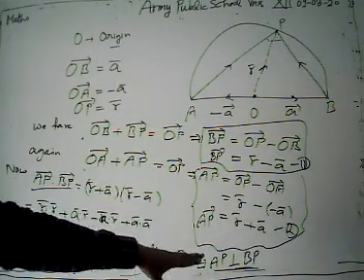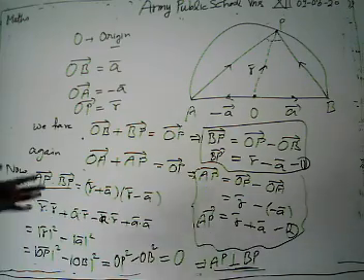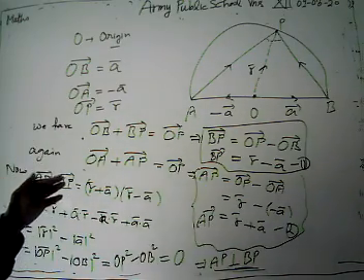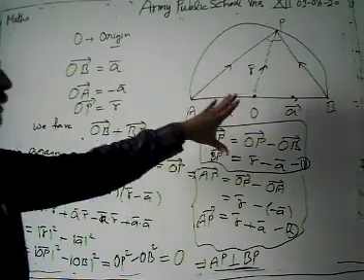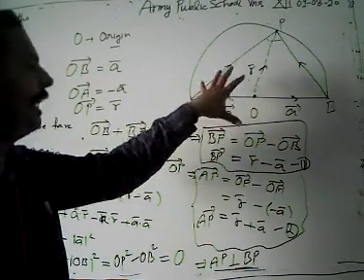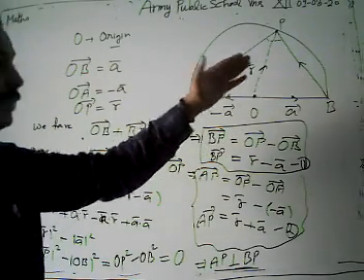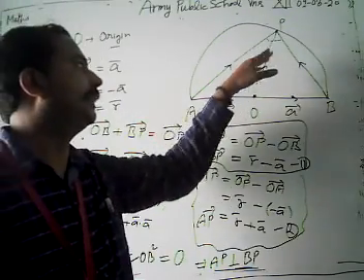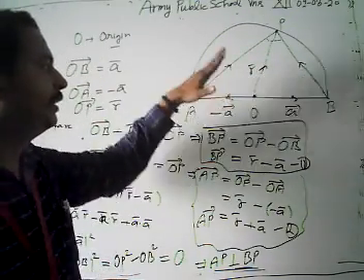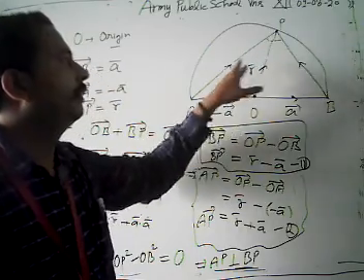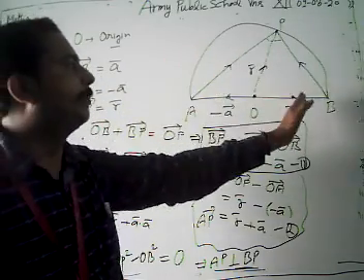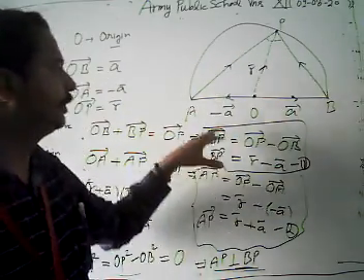We have to show that our AP is perpendicular to BP. How can we show that? Again, I am going to revise that. We take a semicircle. We have to show that the angle in a semicircle is a right angle. We have to say that. How can we show that by vector method? This is our AP, this is our PB. We are going to show that AP dot BP is equal to 0.